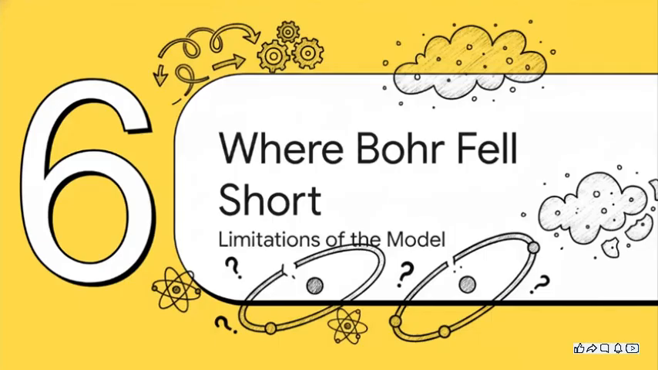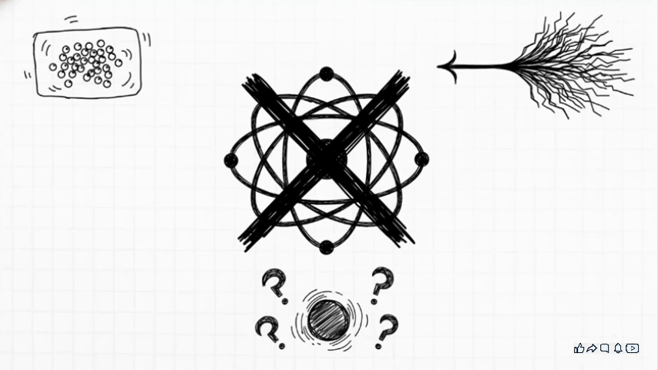But as always, Chapter 6, where Bohr fell short. The scientific method is all about breaking things to make them better. And Bohr's model? Well, it broke pretty fast. It was amazing for a simple atom like hydrogen, but the predictions totally failed the second you added more electrons.